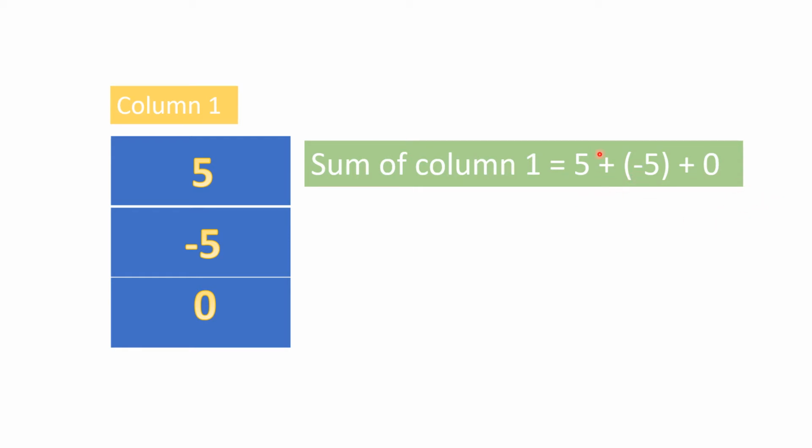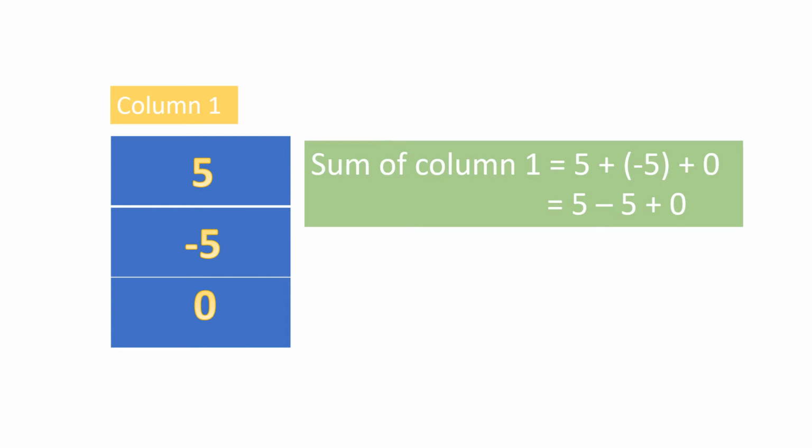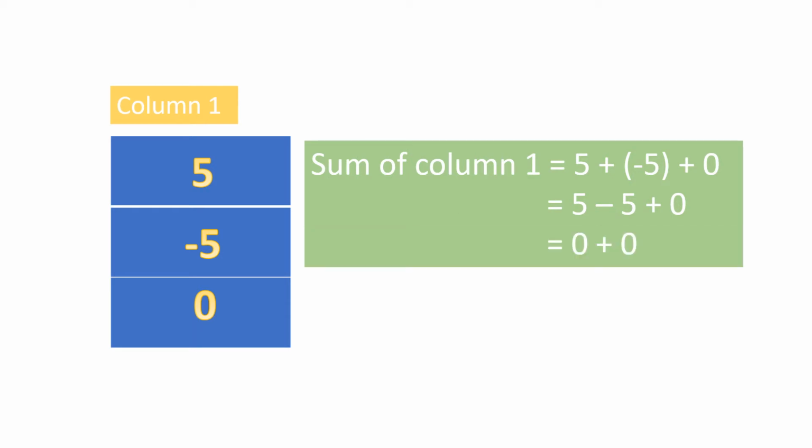Now let's see, plus minus will become minus according to the rule. Integer addition we have done in all the previous classes, so make sure that you know that before you come into this video. Otherwise, please revise the previous classes. Let's see what will be the next step. 5 minus 5 plus 0. 5 minus 5 becomes 0. 0 plus 0 becomes 0 again. So we have the sum of column 1.